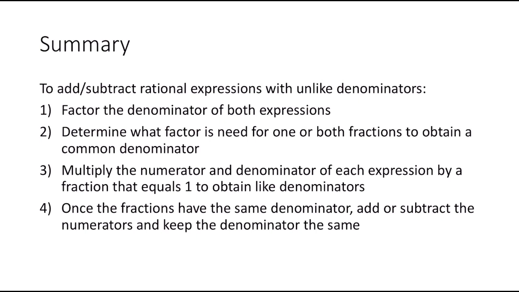So remember, to add or subtract rational expressions with unlike denominators, you can factor the denominator of both expressions, determine what factor is needed for one or both fractions to obtain a common denominator, then multiply the numerator and denominator of each expression by a fraction that equals 1 to obtain like denominators. Once the fractions have the same denominator, add or subtract the numerators, and then keep the denominator the same.